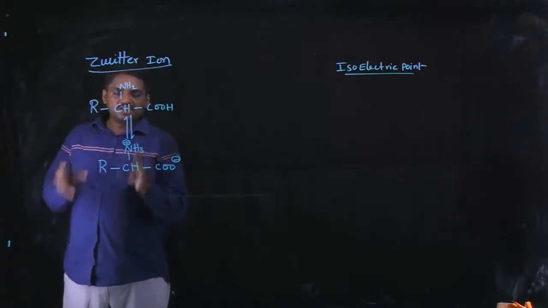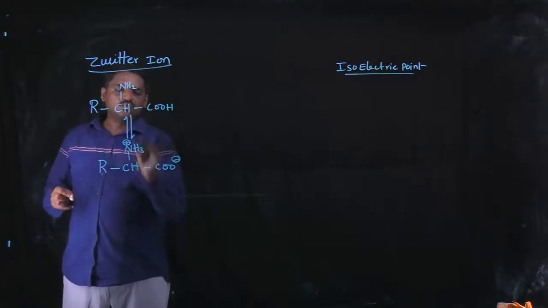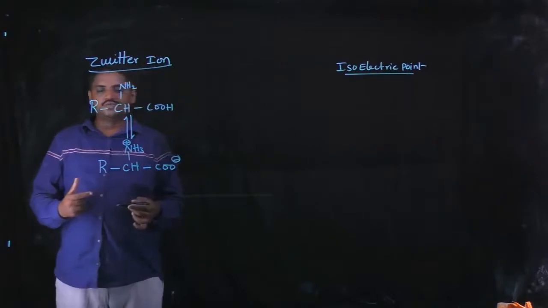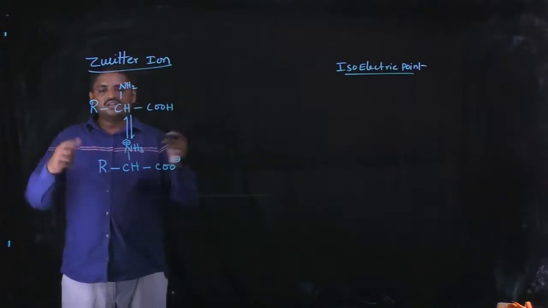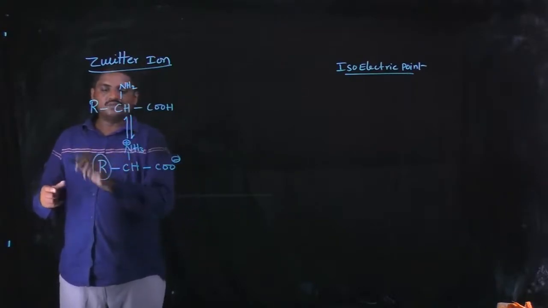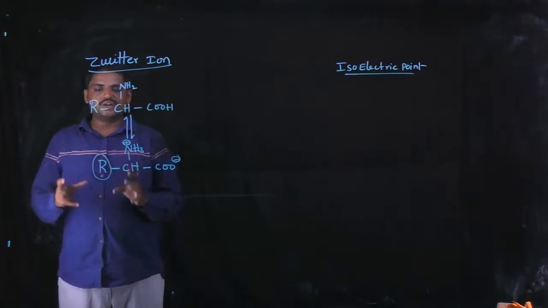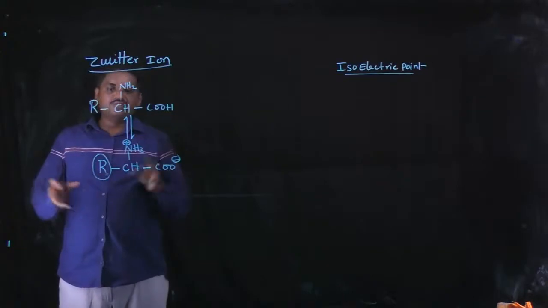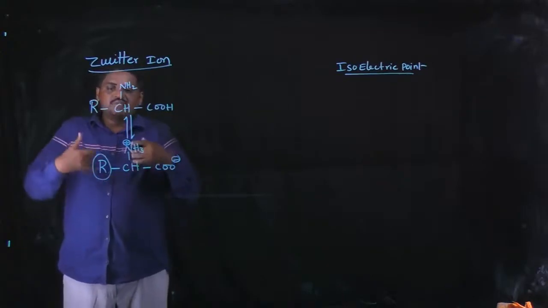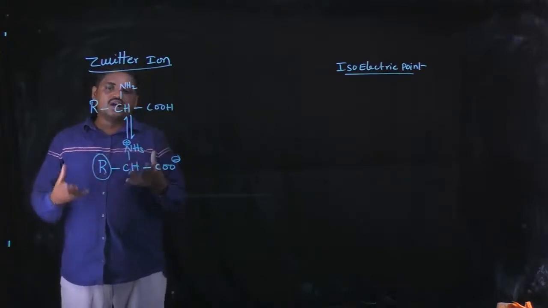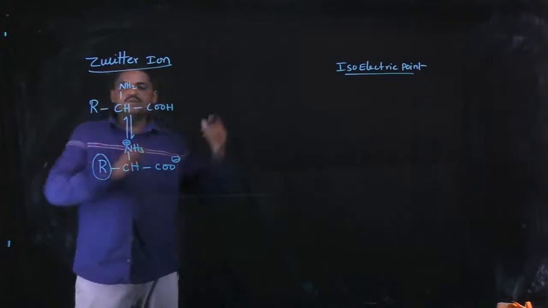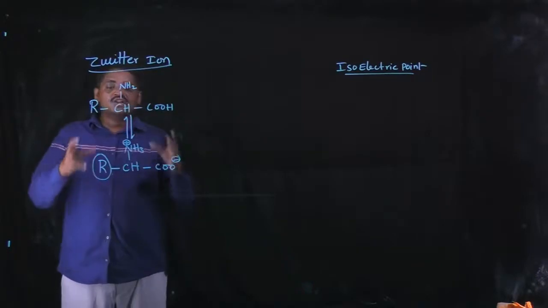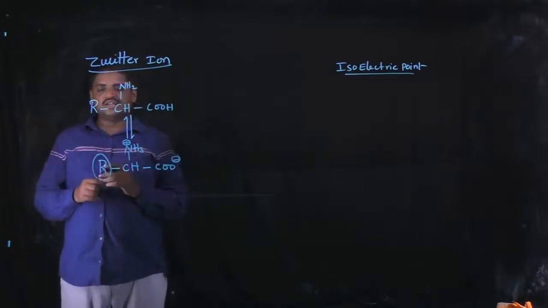This molecule contains one basic functional group and one acidic functional group. So both are equal. This is some alkyl part, let us assume. This type of amino acids are known as neutral amino acids, meaning the number of NH2 functional groups is equal to the number of carboxylic acid functional groups. Those amino acids are known as neutral amino acids.